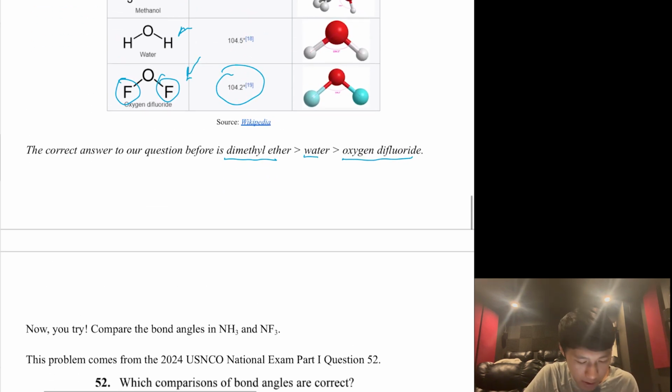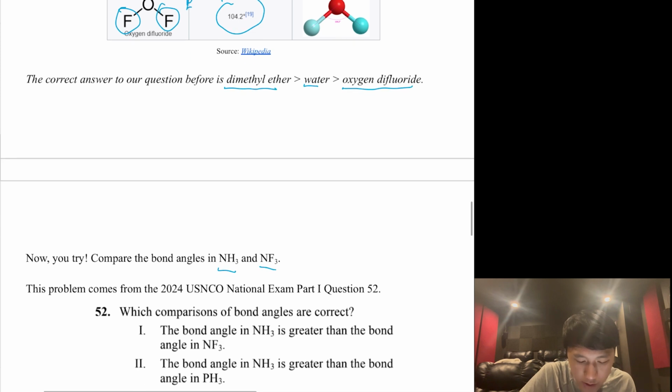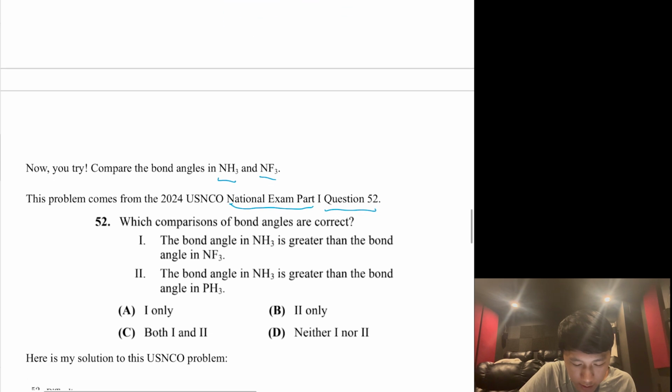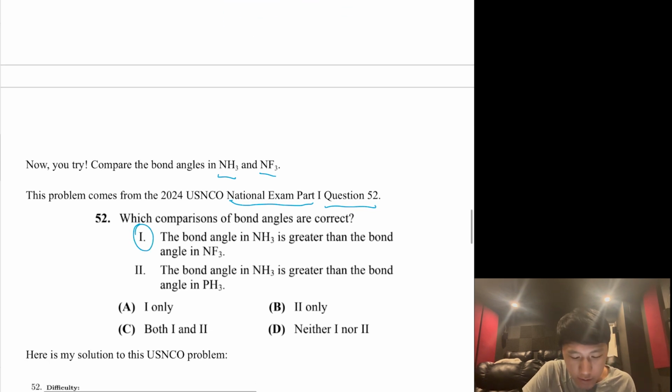Now you can try. Compare the bond angles in NH3 and NF3 using just the logic we applied above. So pause the video and try to do that. All right, hopefully you paused the video and thought about it. This problem actually comes from the 2024 USNCO National Exam Part 1, question 52. And it's this first statement right here, to evaluate the difference in bond angle between NH3 and NF3.